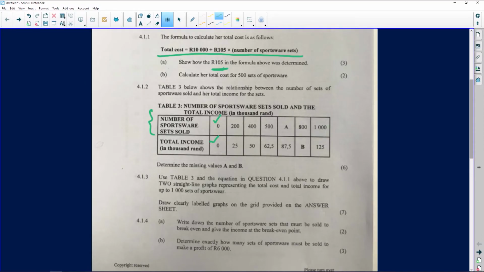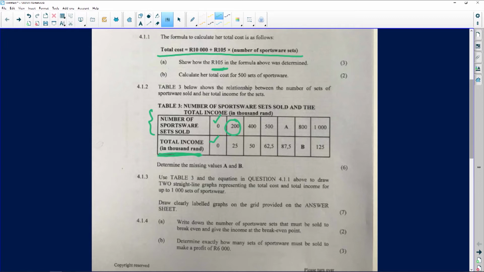If 200 sportswear sets are sold, 25,000, because they told us here it's in thousands. Please pay attention to the unit of measurement that is given at that particular point. If 400 units are sold, 50,000 Rand will be made. Really good money. If 500 units are sold, then 62,500, which is what we calculated actually. And it shows that our calculation is correct.